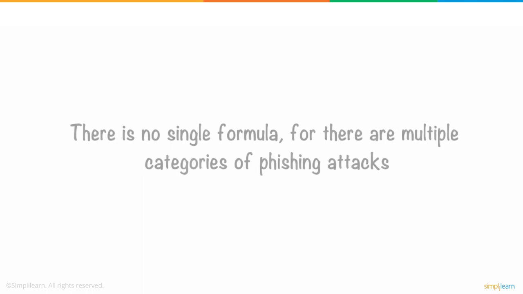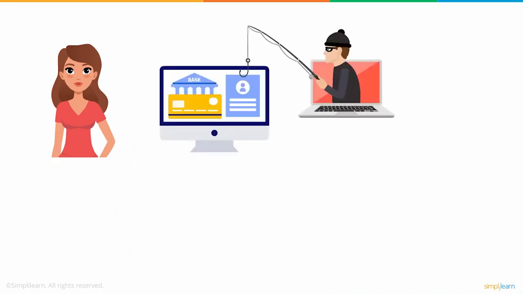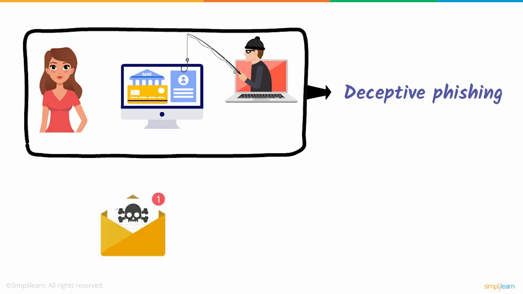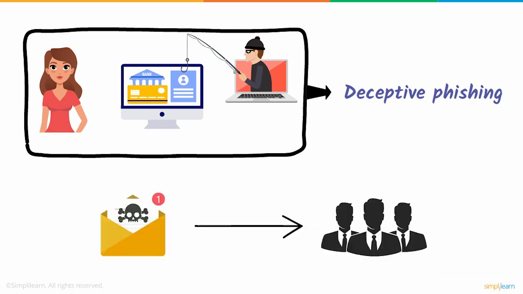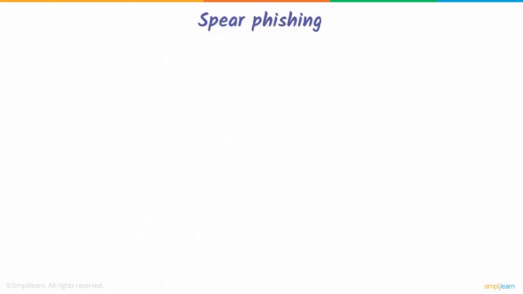There is no single formula, for there are multiple categories of phishing attacks. The issue with Jane, where the hacker stole her bank credentials, falls under the umbrella of deceptive phishing. A general email is sent out to thousands of users in this category, hoping some of them fall prey to this scam. Spear phishing, on the other hand, is a bit of a customized version.